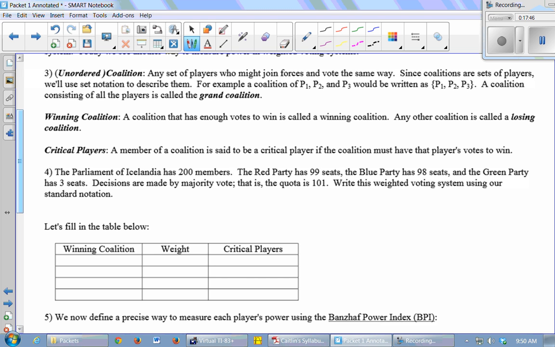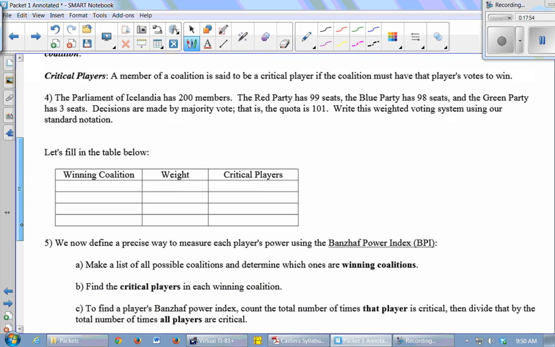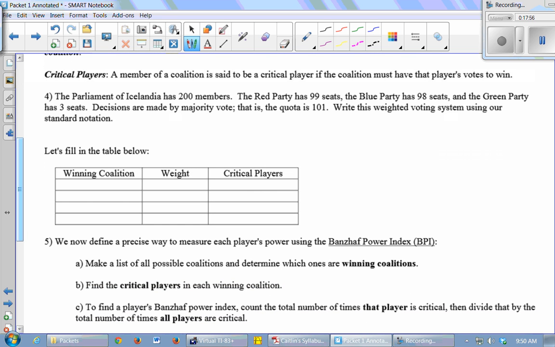All right, so in the last method we had pivotal players. In this method we have critical players. A member of a coalition is critical if the team or the coalition must have that player to meet the quota. If they leave and there are no longer enough votes to meet the quota, that player is critical. So it's possible to have more than one critical player in a coalition.